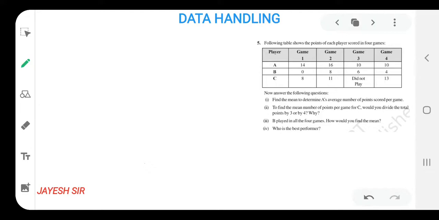The following table shows the points each player scored in 4 games. Players A, B and C, 3 players, are there. You can see they are playing 4 games: game 1, game 2, game 3 and game 4. They are scoring different numbers of points in these games. Player A scores 14 points in game 1, 16 in game 2, 10 in game 3 and 10 points in game 4. Similarly, player B scores 0 in game 1, 8 in game 2, 6 in game 3 and 4 in game 4.